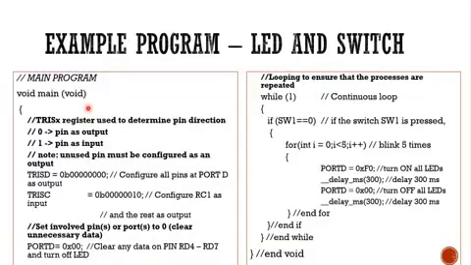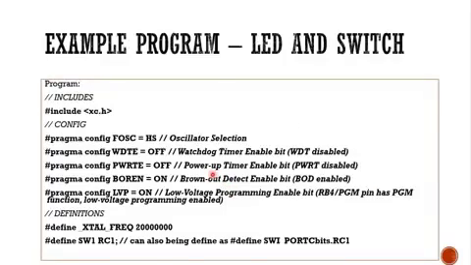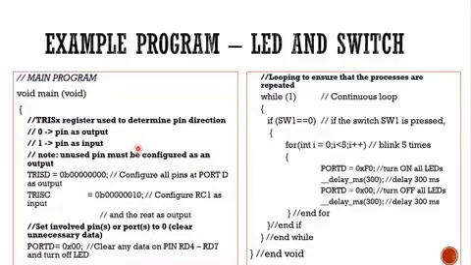So the main program: after the definition, you go to the main program. This is the setup. Since we are setting this one as output and this one as input, we need to set the proper TRIS register. We are using port D, so we need to configure TRISD. We use port B, so we need to configure TRISB. Port D must be output, so the value must be 0. Port B is input, so the value must be 1.